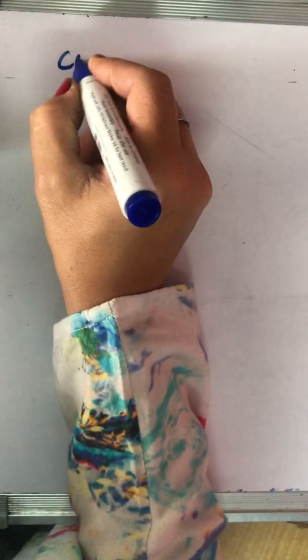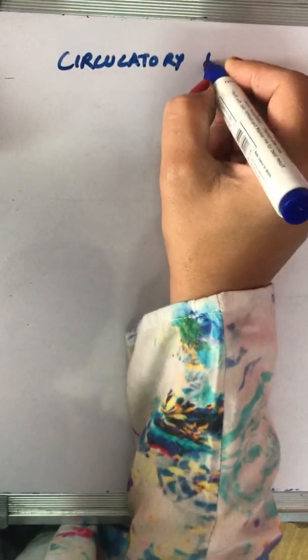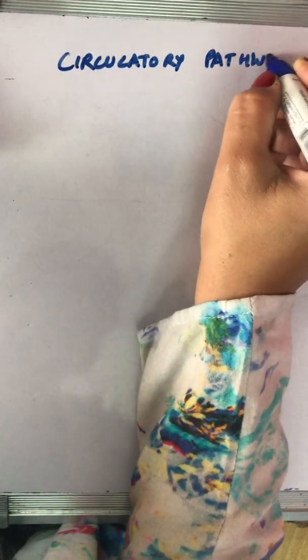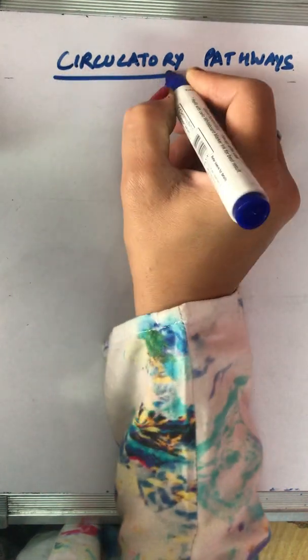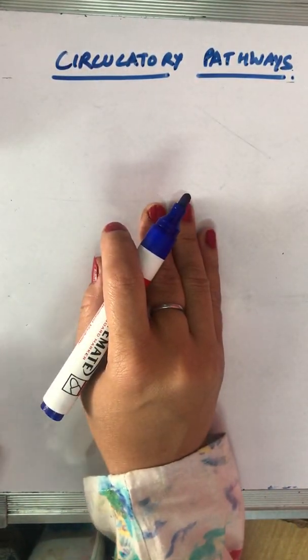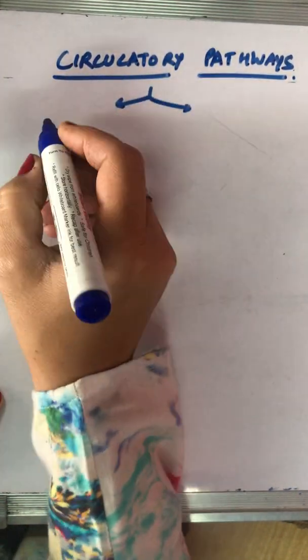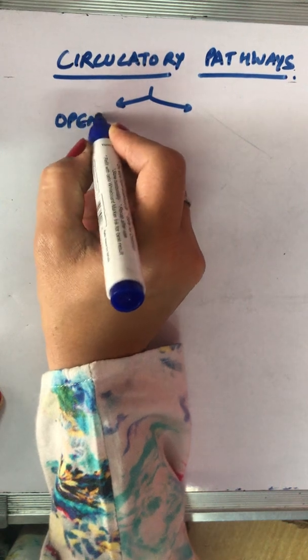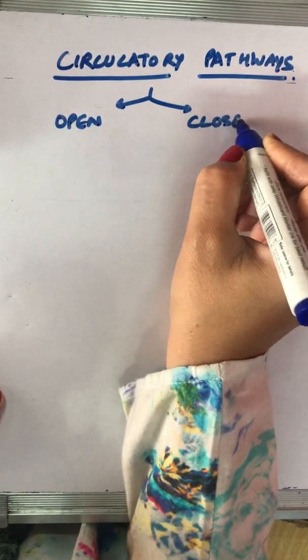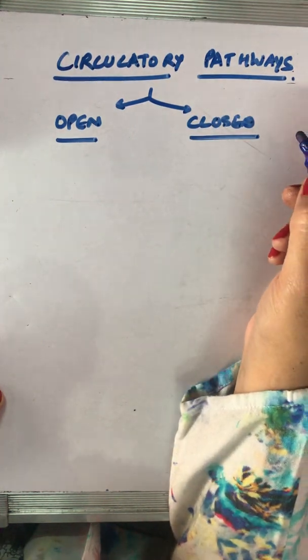Topic: circulatory pathways. When we talk about circulatory pathways, it means circulation is of two types: open and closed. These are the two types of circulatory systems present in individuals.